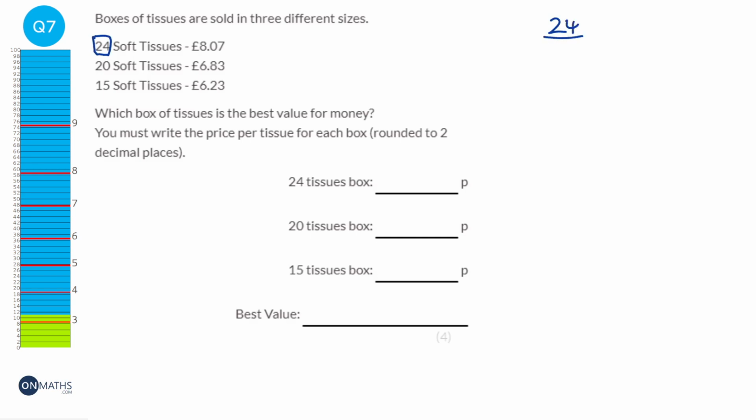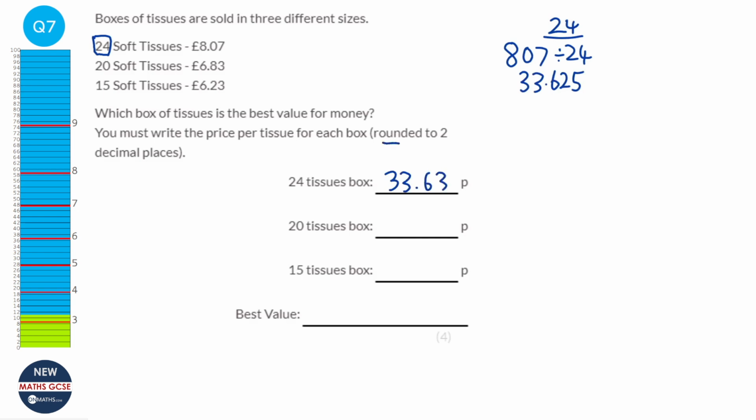And what I'm going to do is convert the money into pence just to mean that we don't have as much decimal. And we're going to do 807. I'm going to divide by the 24 to find out the price of one tissue. So that is 33.625. And so I'm just going to round that to 33.63. I'm just going to round everything to 2 decimal places, which says in the question.